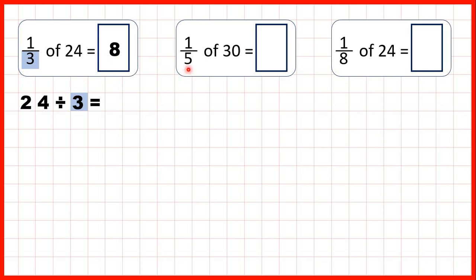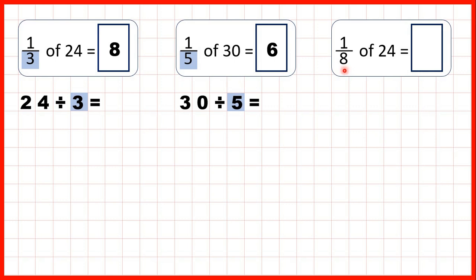Now we need to find 1/5 of 30. Again, we have a unit fraction, so we have a fraction with a numerator of 1, which means all we need to do is divide by the denominator. So divide 30 by 5. That's 6, because 6 times 5 is 30. So 1/5 of 30 is 6.